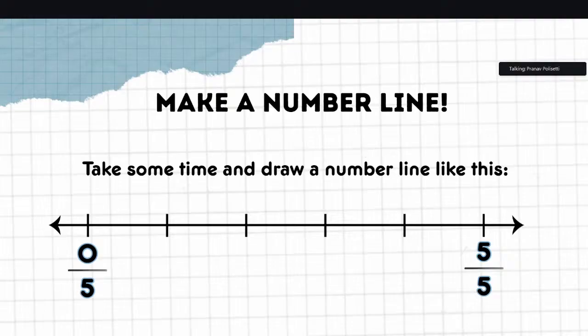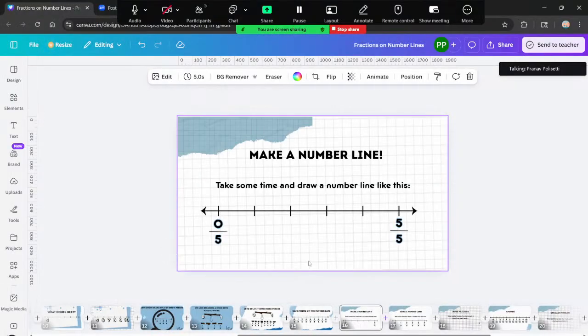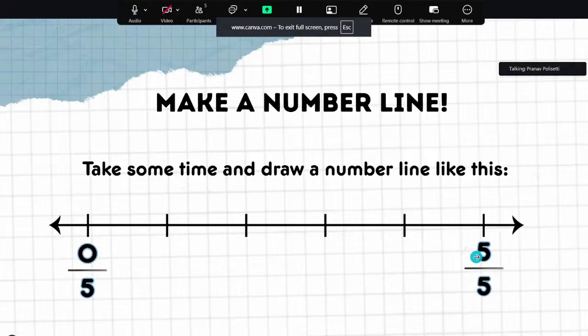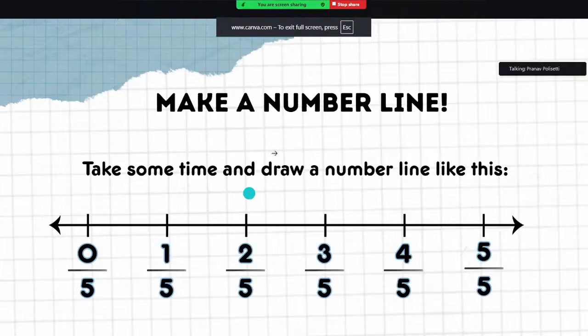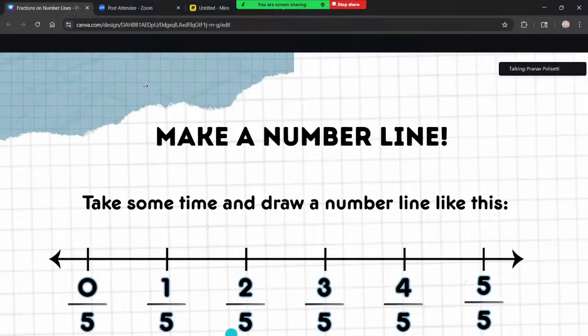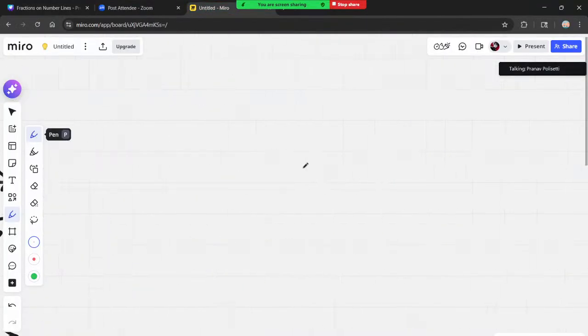Okay, I hope everyone drew it and also filled it in. Sorry. So let's go to the answer and see if you got it right. After 0 over 5, we're going to add 1 over 5 to get 1 over 5. So let's go to the board.